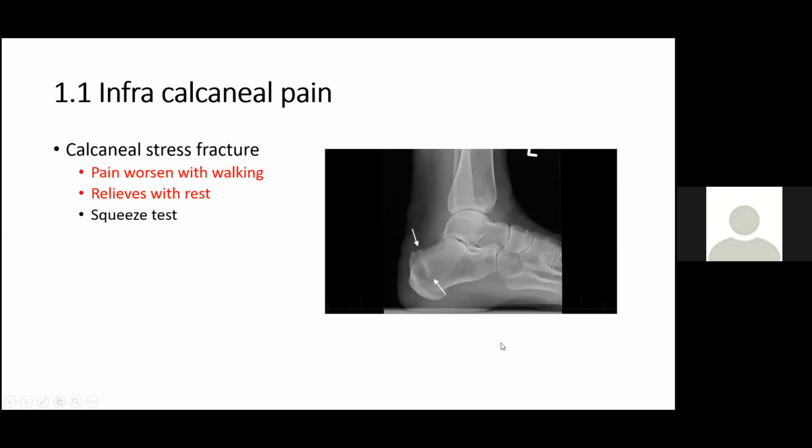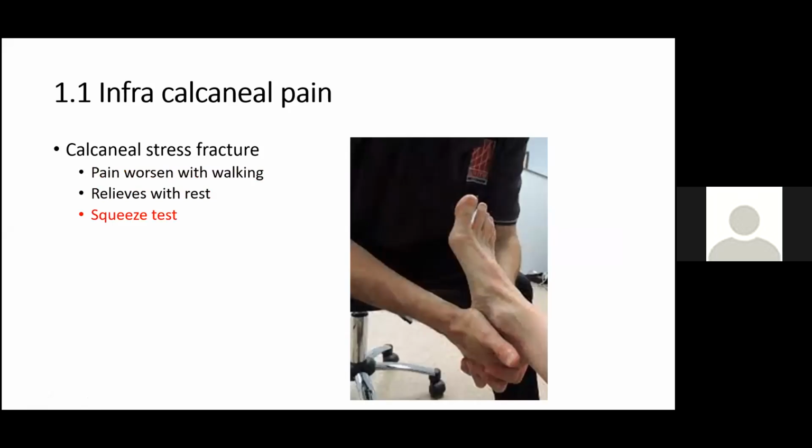The next differential diagnosis is calcaneal stress fracture. The pain is mechanical, so it's not at the first step, but it worsens with walking and is relieved with rest. It's in complete contrast to plantar fasciitis. And as I have already said, if you press on either side of the calcaneum, you will get a positive squeeze test, which will be negative in plantar fasciitis.